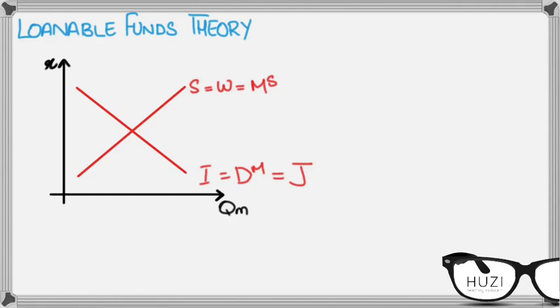And the equilibrium occurs at the point where investments intersect the savings schedule. That's this point. From here, this will be the quantity for money, and this will be the equilibrium interest rate.